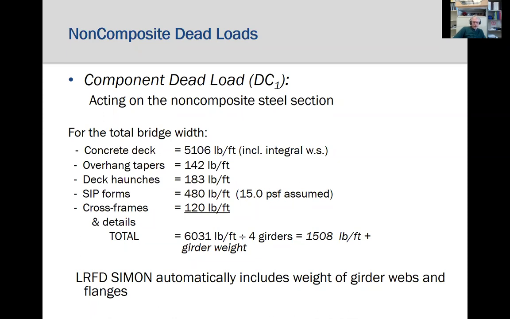However, the weight of the girder flanges and webs, which is also a DC1 load, is automatically included in LRFD Simon, so the girder self-weight should not be included in this input of uniform load.